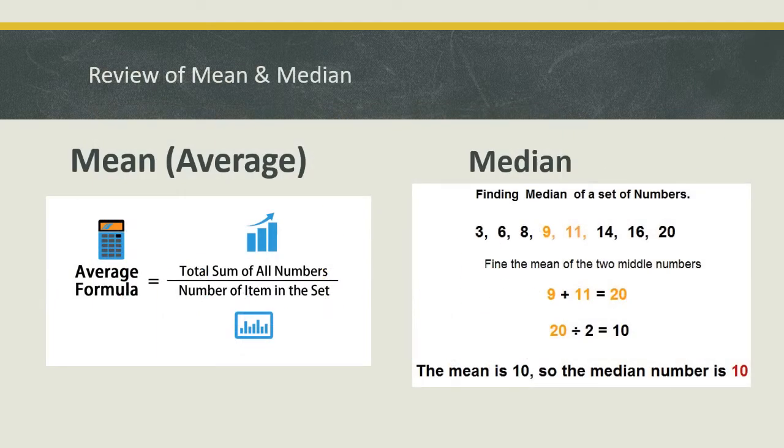Okay, let's do a review of mean and median, the two terms we've already learned. Mean, or another word to say that is average: you add all the numbers together and then you divide by how many numbers or items you have. Median: you want to list them in order from least to greatest and find the middle number. If there are two middle numbers, you add them together and find the average.